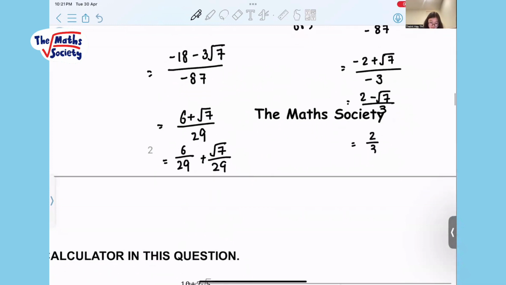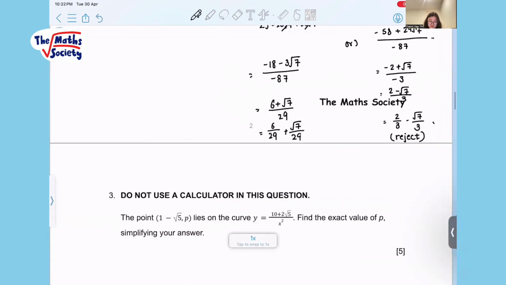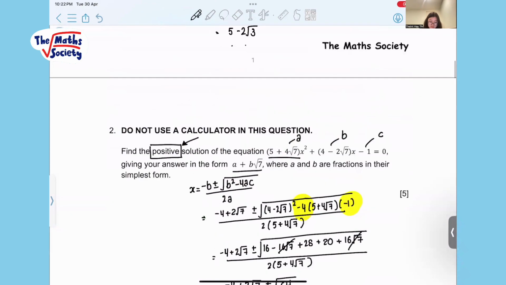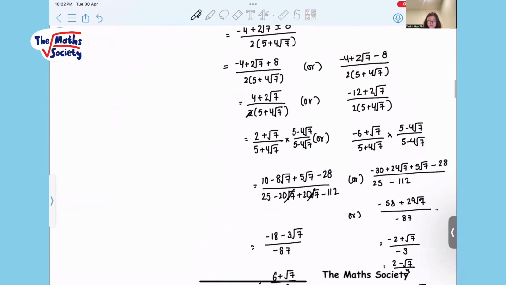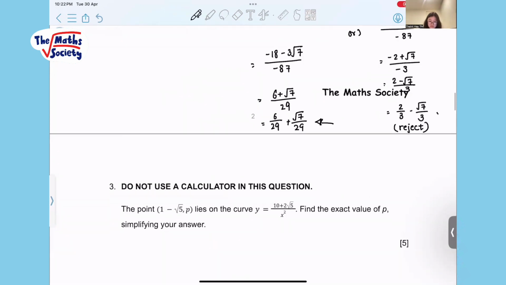And this is 2 by 3 minus root 7 by 3. So we know root 7 is probably going to be bigger than 2 anyway. So we know that it's going to be a negative, and we reject this. Yep, because they tell us to reject. Because they only tell us to take the positive solution. So we're only going to take the positive solution, which is this one, and then we reject the negative solution. Just remember to reject the negative solution if they ask you for a certain solution only.